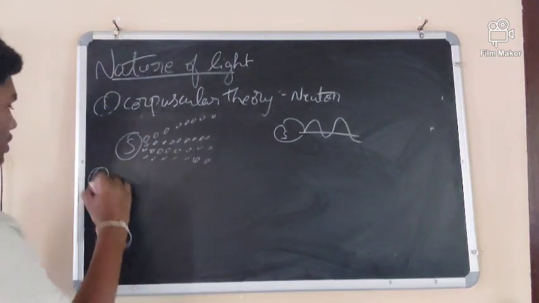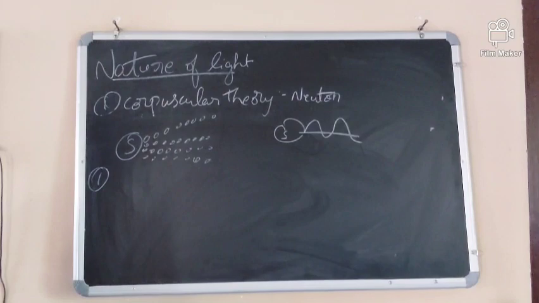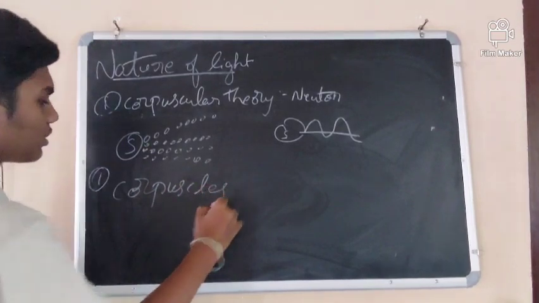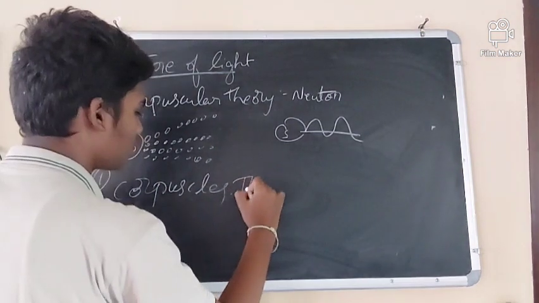The first observation is that light propagates like small particles. These small particles are called corpuscles. Okay. These smaller particles called corpuscles have no mass.